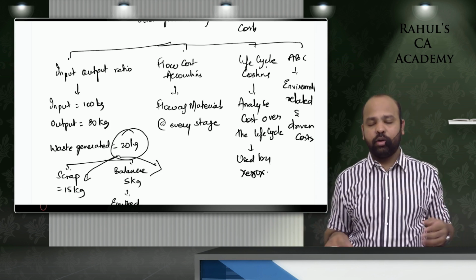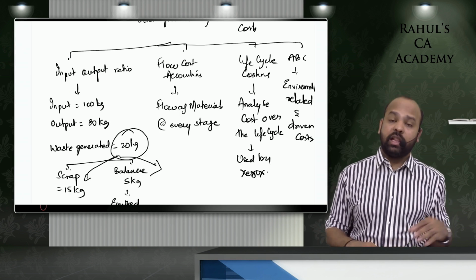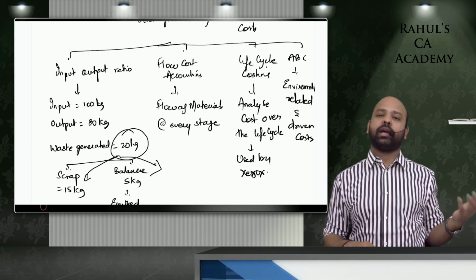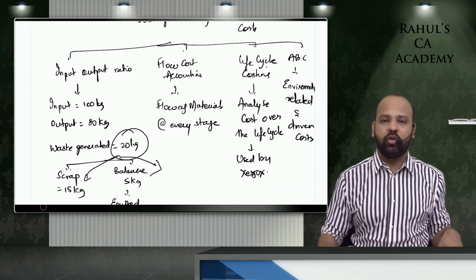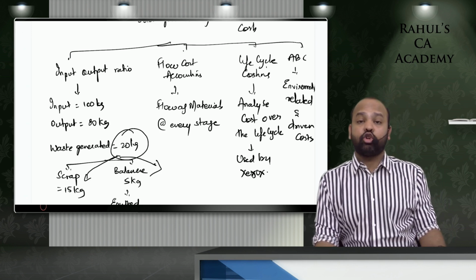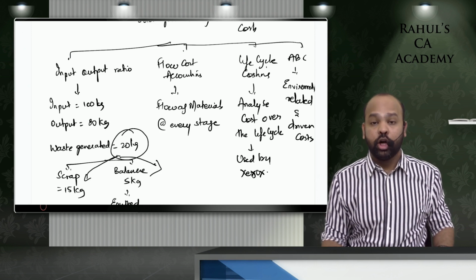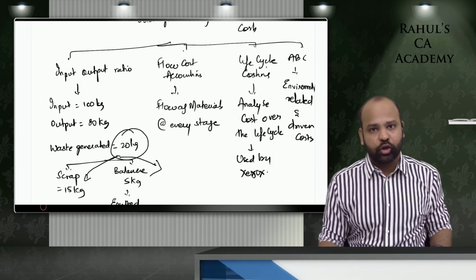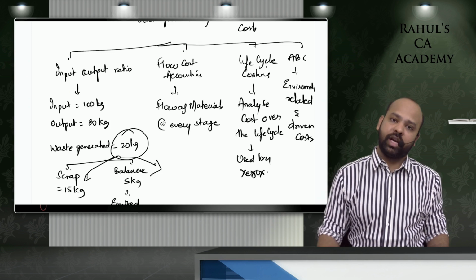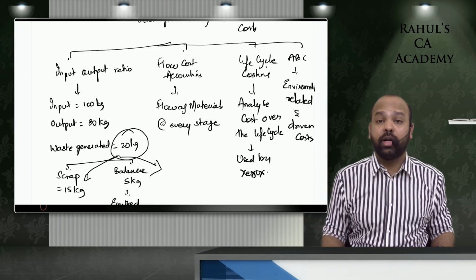I gave an example of Xerox in the class. Xerox uses this, and they've changed their packing material because the earlier packing material was having an environmental impact. ABC tries to identify the cost drivers for different environmental costs and then allocate those environmental costs to the products for more accurate costing based on those environmental cost drivers. Environmental cost will be allocated to the products based on environmental cost drivers.